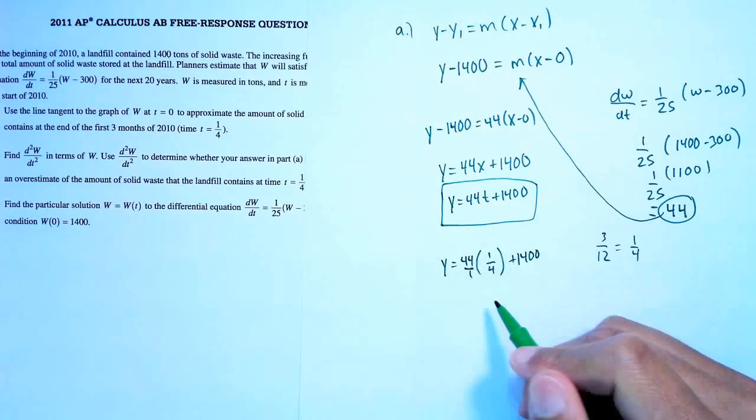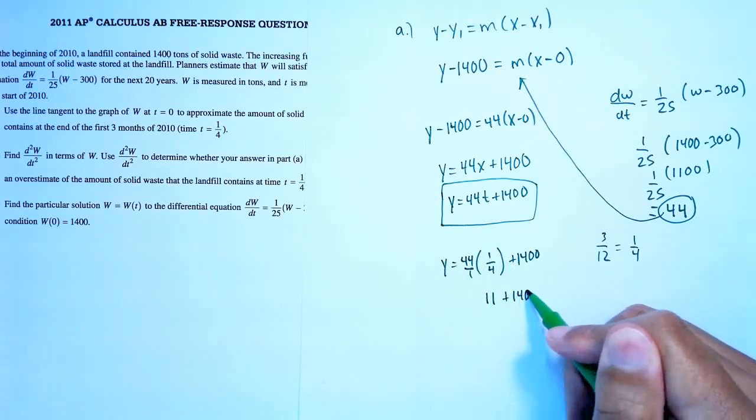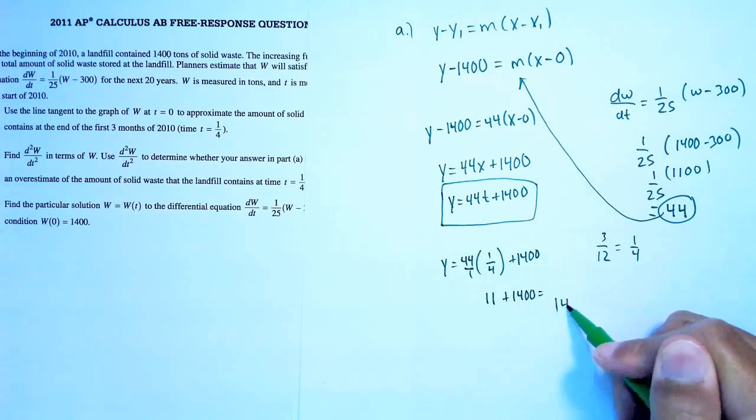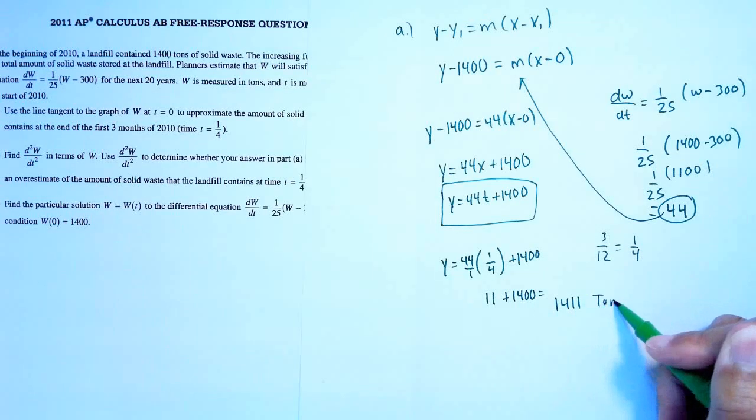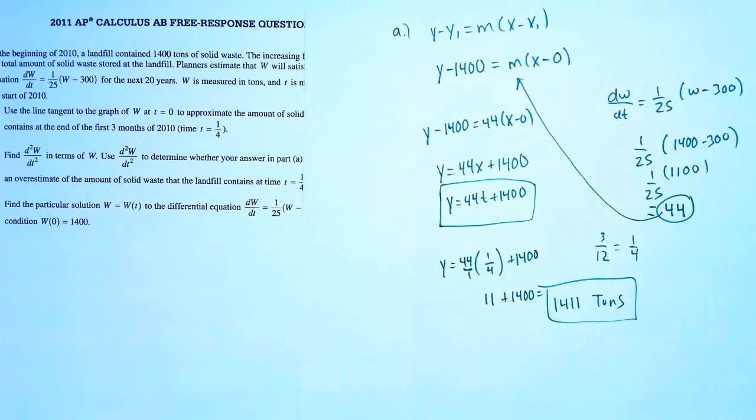Put this over 1. That's going to be 44 over 4, which is 11, plus 1,400, which is equal to 1411 tons. And that's our approximation. Okay? So this is pretty much a linear approximation, and we're using our tangent line to approximate for the first 3 months. If you're able to do that, that right there is going to give you 2 points: 1 for the tangent line, and then 1 for being able to approximate at 1/4 time t equals 3.